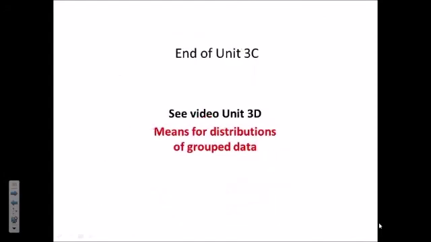That's the end of Unit 3C. See Unit 3D for means for distributions of grouped data.